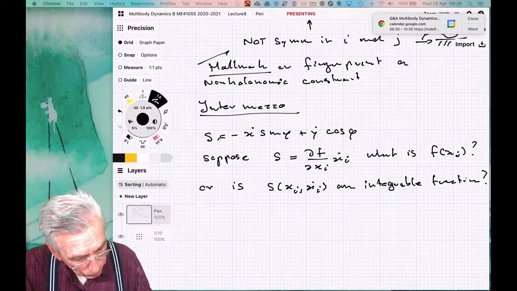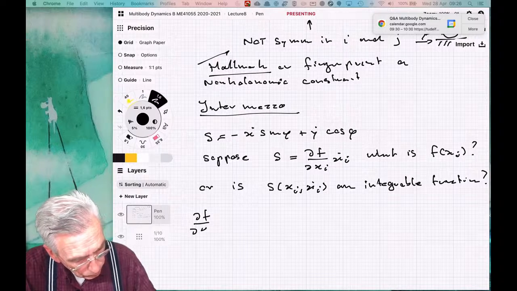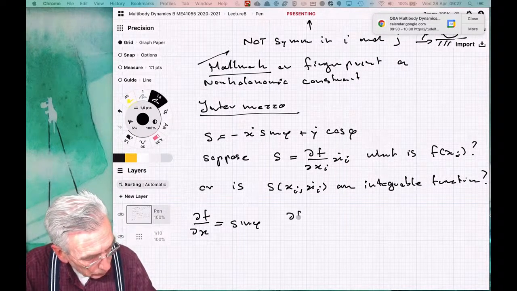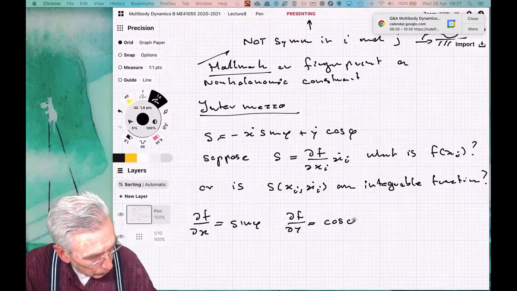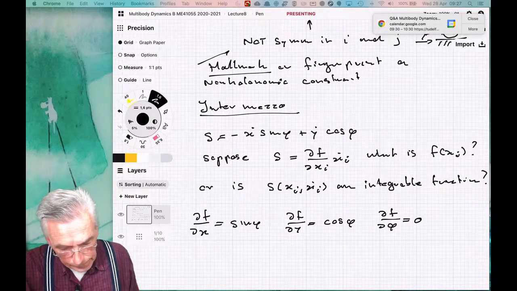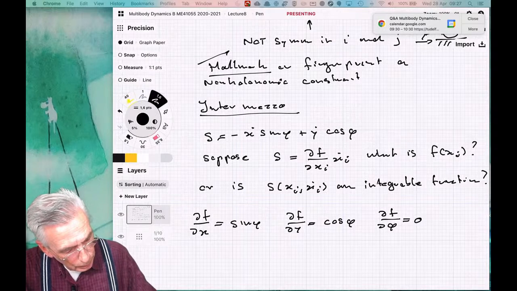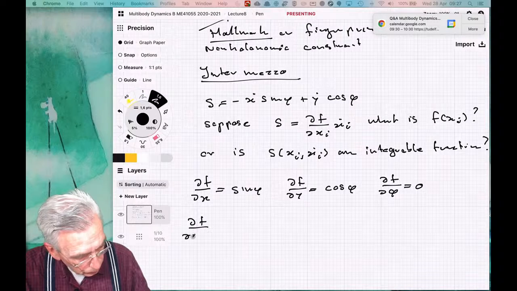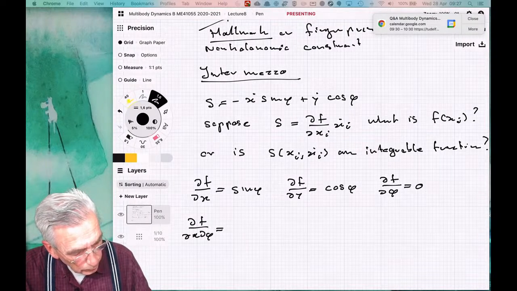So what is the partial derivative? So df/dx is, well, that's the term for the x dot here, right? So that should be sine phi. df/dy is cosine phi, and df/dphi is 0. Now suppose I differentiate it with respect to phi, then I get cosine phi.